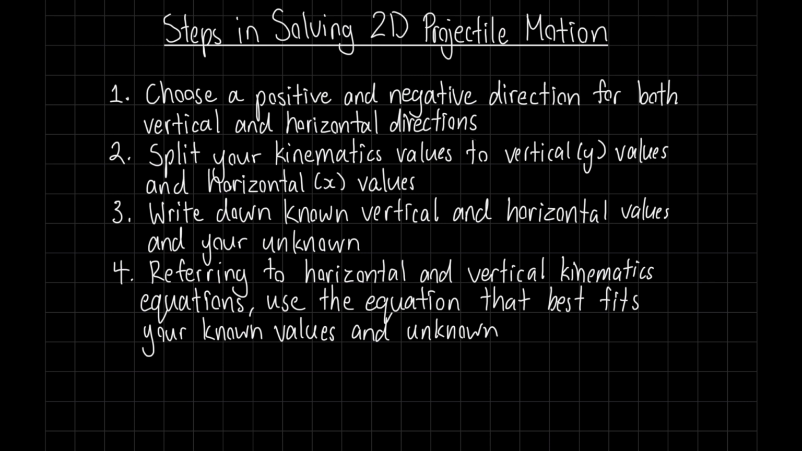And then referring to the horizontal and vertical kinematics equations, use the equation that best fits your known value and unknown. Just like basic kinematic questions, you're going to have to use some trial and error to get what you want. But again, as I mentioned the assumptions, remember horizontal, you just use the basic V equals S over T, and then for vertical, you use your basic kinematics equations.